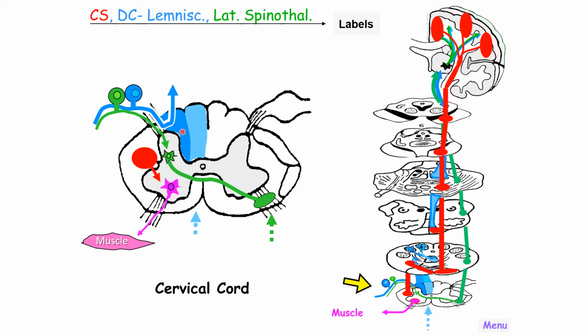The fibers for vibration and position travel into the dorsal horn, but instead travel immediately into the cuneate fasciculus and travel up into the brainstem. And fibers coming from the lower cord will travel up in the fasciculus gracilis, and they will also travel up to the brainstem. We'll see that these fibers will occupy opposite positions in the spinal cord.